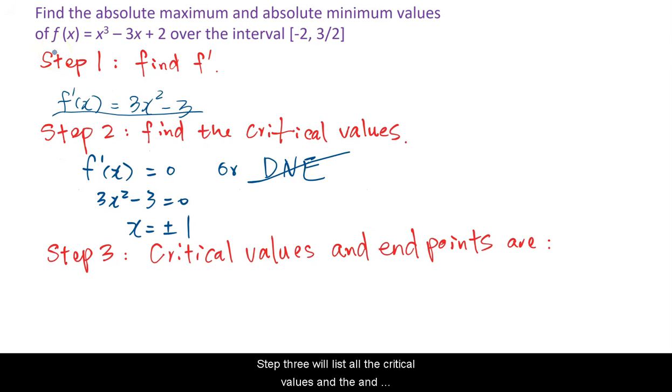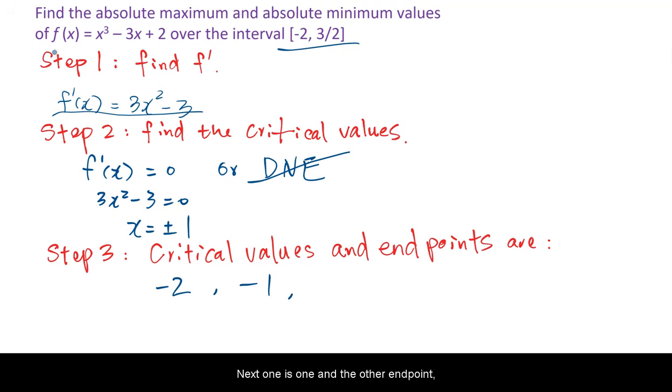Step 3 will list all the critical values and the endpoints of the given interval. We will put them in increasing order so that it's easier for us to see. So starting from negative 2, and then we have negative 1, next one is 1, and the other endpoint, the highest endpoint, is 3 over 2.